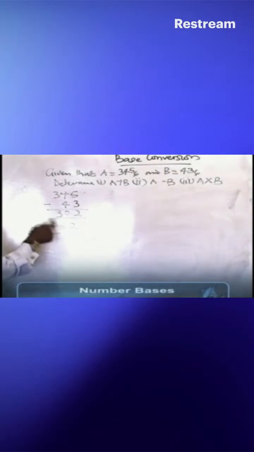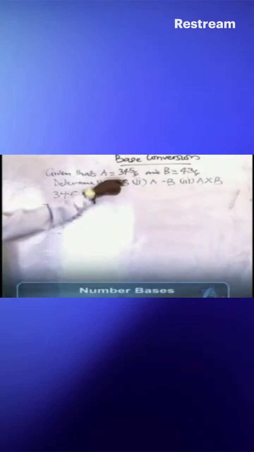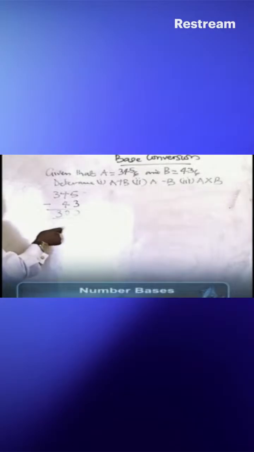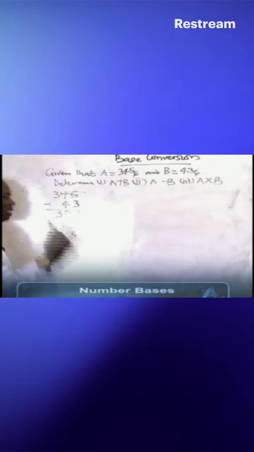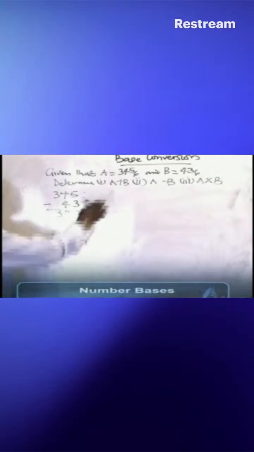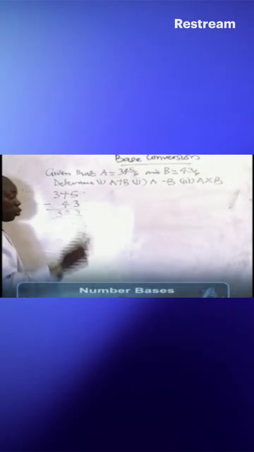If you borrow 1 from 3, the one you borrow is equal to the base you are working in. You are working in base 6, and so the one you borrow here is equal to 6, not equal to 10. The reason why the number you borrowed in the former operations you're used to is equal to 10 is because you're working in base 10. But in this case, you're working in base 6. So when you borrow 1 from 3, it is equal to 6.